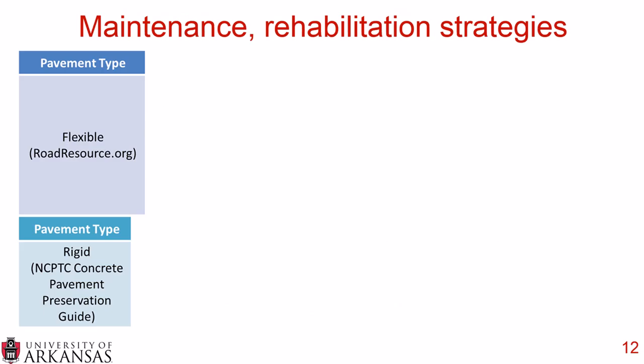So, maintenance and rehabilitation strategies. We're going to take a look at both flexible maintenance and rehabilitation strategies or treatments and rigid maintenance and rehabilitation strategies. For flexible pavements, we're using roadresource.org. That's a website. If you go to roadresource.org, you can see all sorts of great information. And for rigid pavements, we're using the NCPTC Concrete Pavement Research Guide.